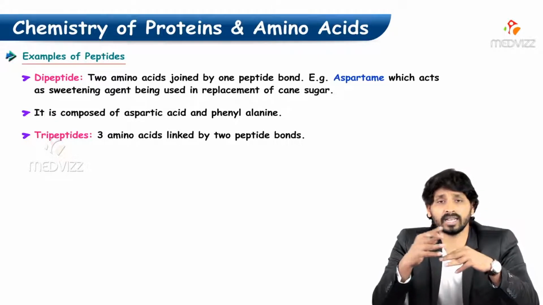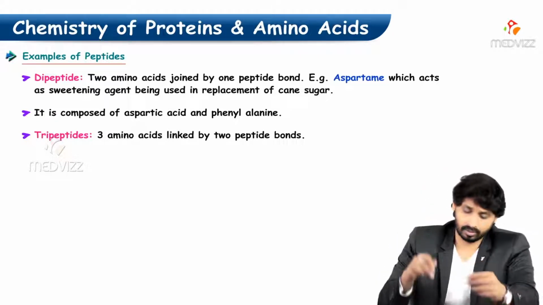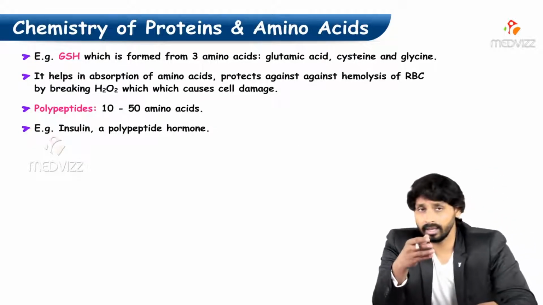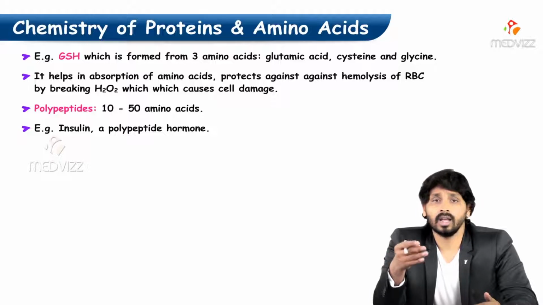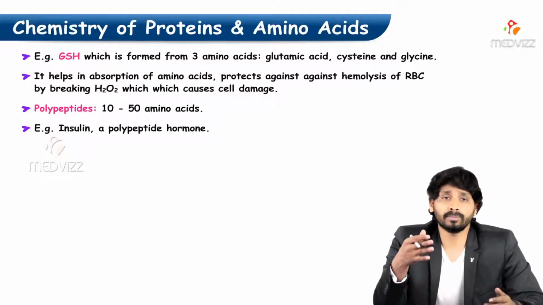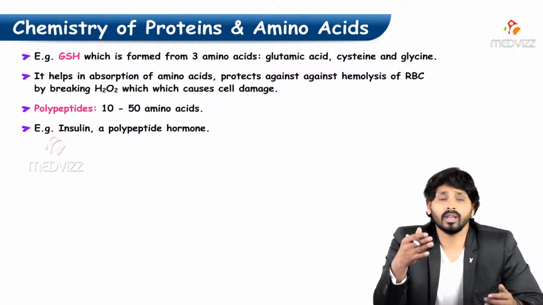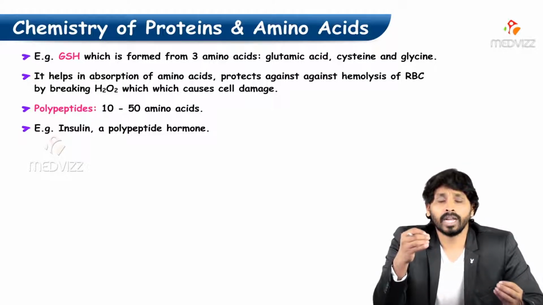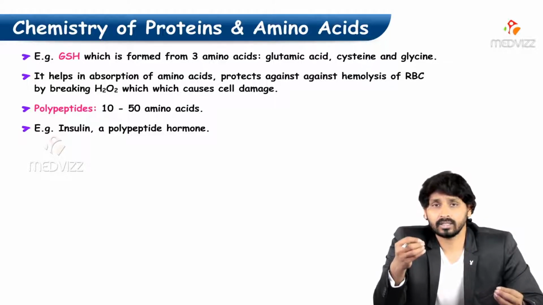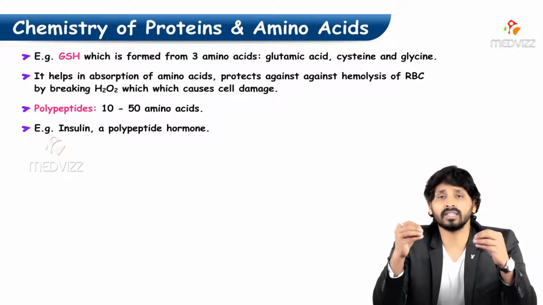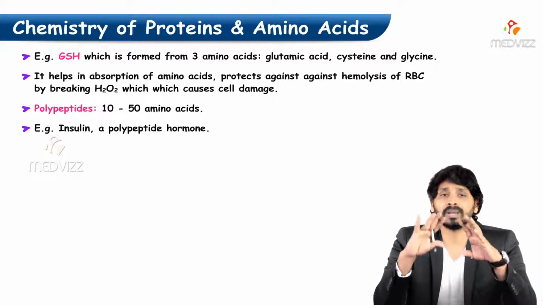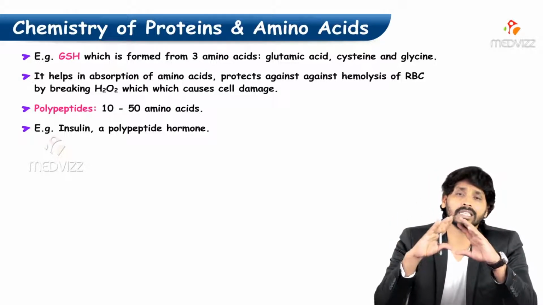Tripeptide means 3 amino acids linked by 2 peptide bonds. The example is glutathione, made up of glutamic acid, cysteine and glycine. The important points regarding glutathione: it is involved in absorption of amino acids and protects against hemolysis of RBC, as it is mainly present in the RBC membrane. So what is the shape of the RBC? The shape of the RBC is biconcave.